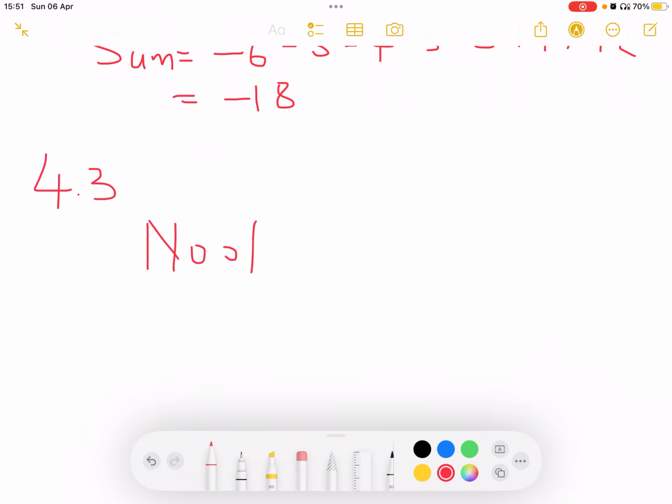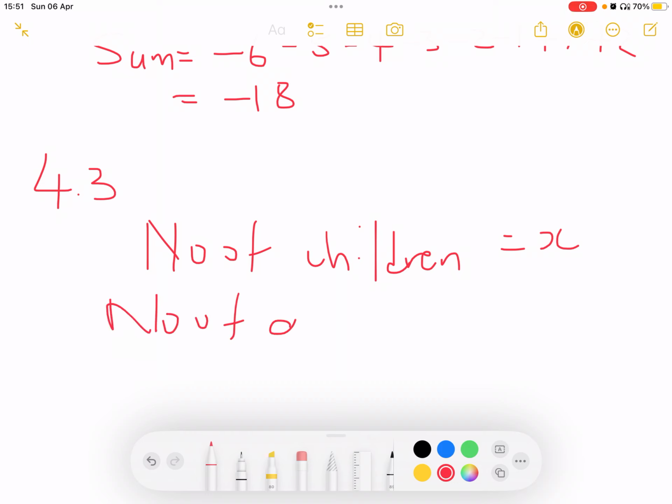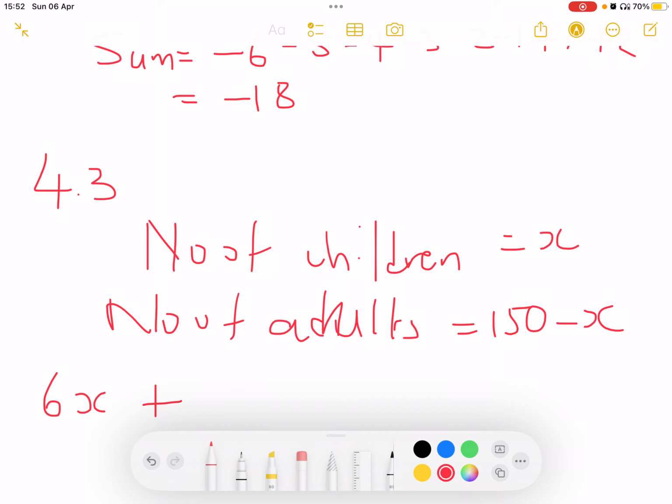Let's say the number of children is x. Number of children is equal to x. Then the number of adults will be equal to 150 minus x. Now, they said 6 Rand for children, so it means 6 times x. And why am I saying 150 minus x? Because they said adults and children are 150. So this will be 10 multiplied by (150 minus x) equals 1,100.